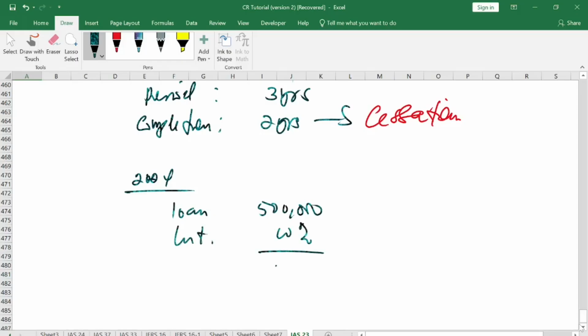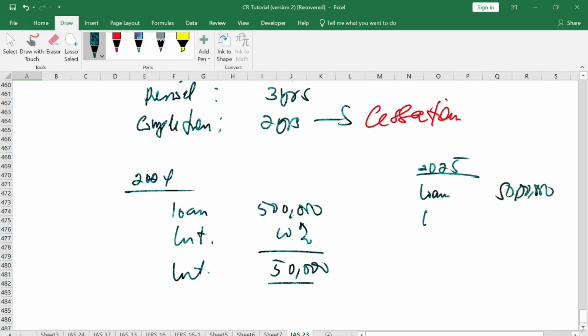You will have 50,000 if there's no interruption. So this is the interest to be paid for 2024. Then you come to 2025. You pick your loan of 500,000. The interest on the loan is 10%. So you will have what?